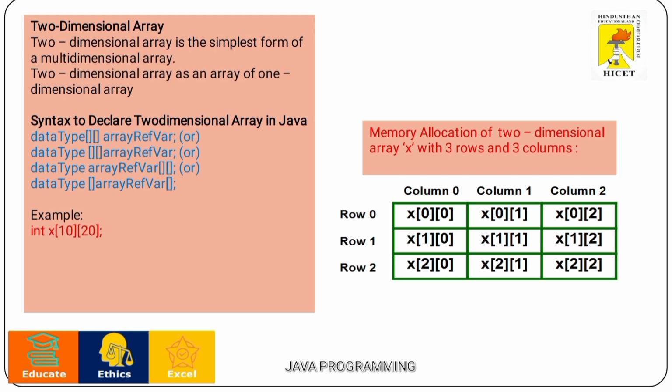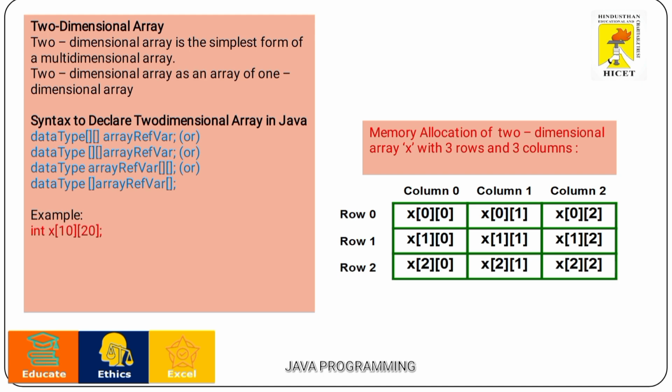Next we'll see the two-dimensional array. The two-dimensional array is the simplest form of multi-dimensional array. It is an array of one-dimensional arrays. There are many ways to declare a two-dimensional array in Java. The first one, we need to mention the data type, and next to the data type are two subscripts and then the array name. And the second one is data type, space, two subscripts, the name of the array.